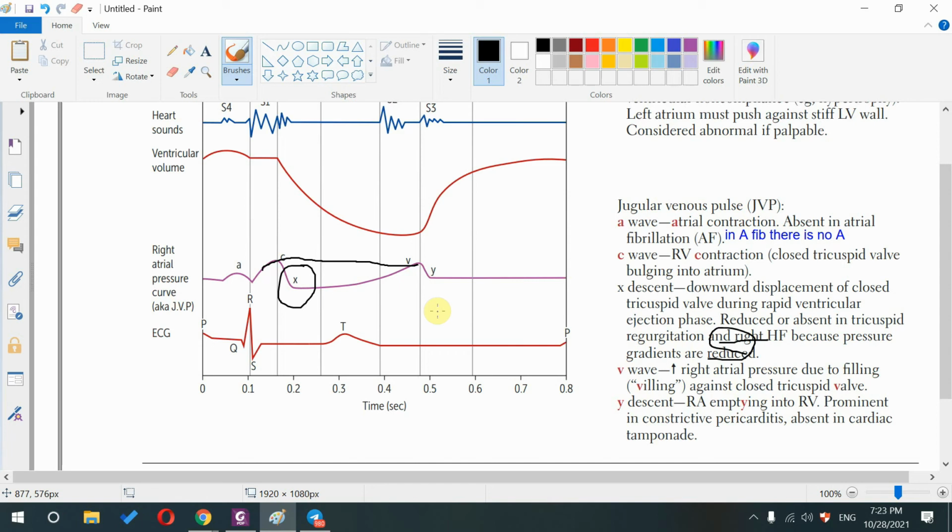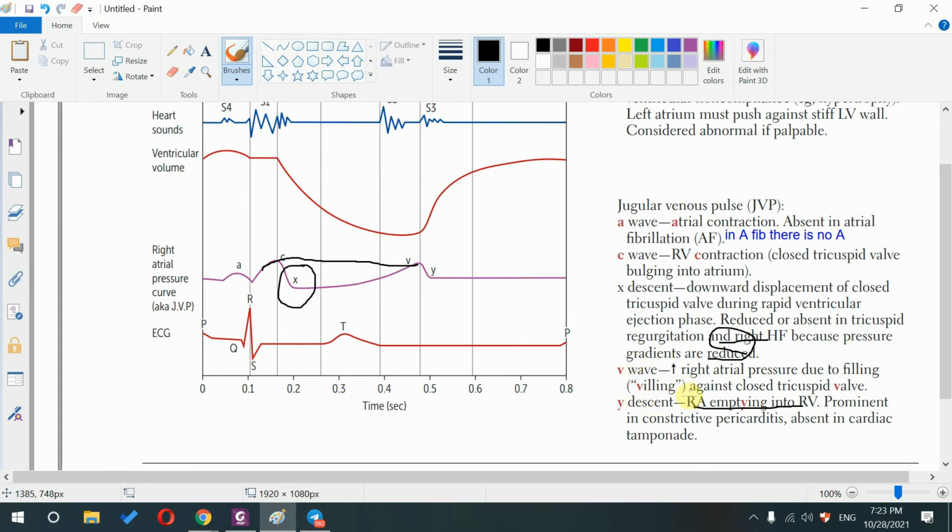So it's increased right atrial pressure due to filling against a closed tricuspid valve. The tricuspid valve must be closed. And lastly, Y descent, right atrium. At Y descent, the right atrium empties its content inside of the right ventricle, and it will be prominent in pericarditis. And I want to tell you something about pericarditis here, guys.